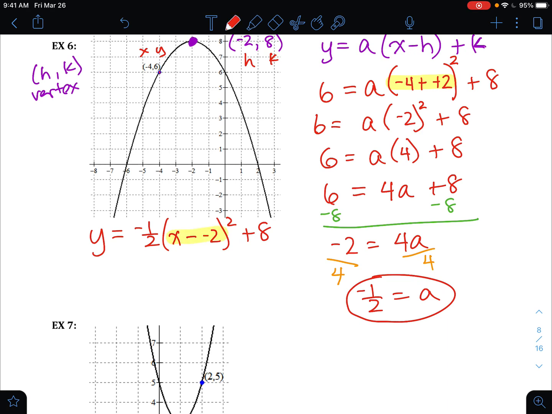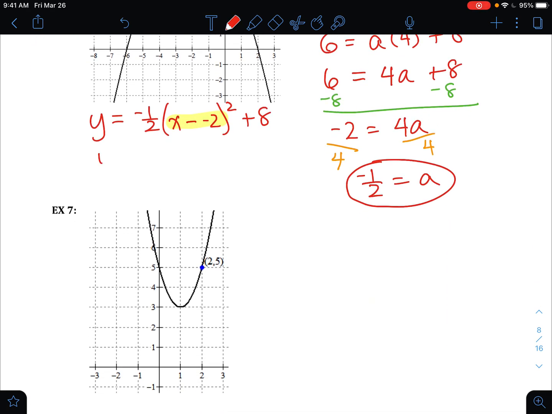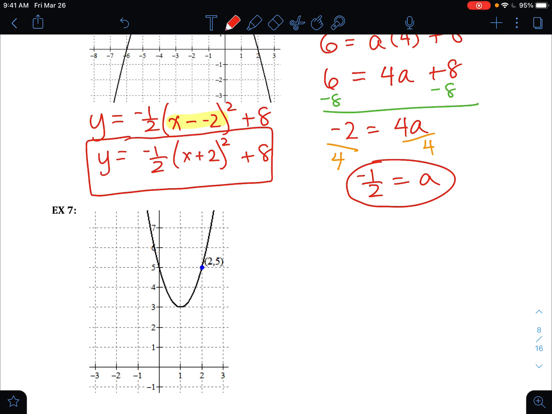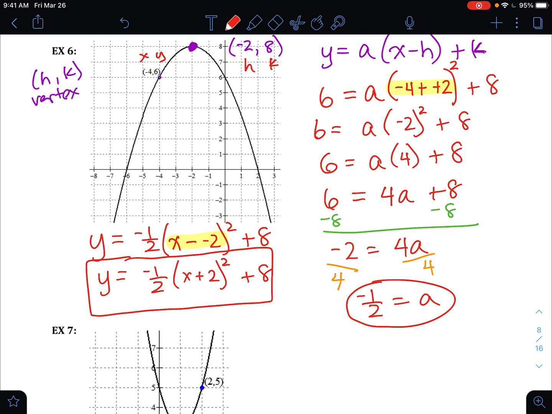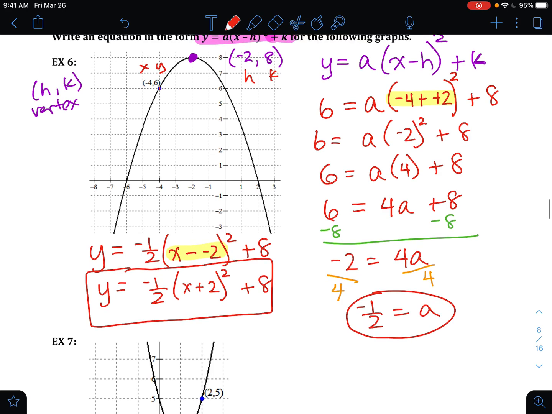Now, I don't want to leave it like this. I want to clean that up just a little bit. So I will make those double negatives be positive. So y equals negative 1/2 times x plus 2 squared plus 8. And that is your equation. Okay, so you're going to have 4 values you can plug in, and then you're going to solve for a, and then re-plug everything back in. Okay, I want you to try the last one. Pause the video here, work through number 7, and then come back and you can check your answer.